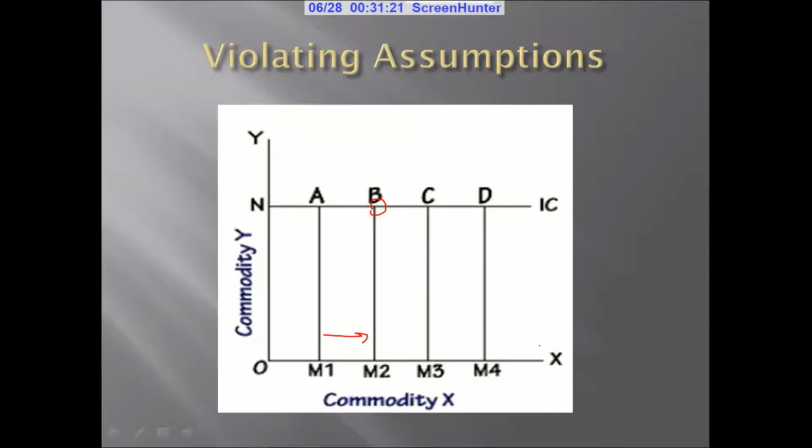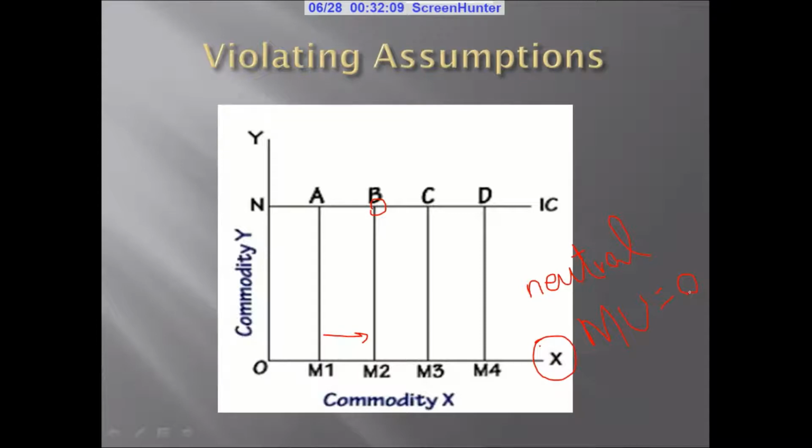It shows that commodity X is a neutral commodity. Neutral commodity means the marginal utility received from the consumption of commodity X is 0. X is a neutral commodity. That's why the indifference curve is parallel to the horizontal axis.